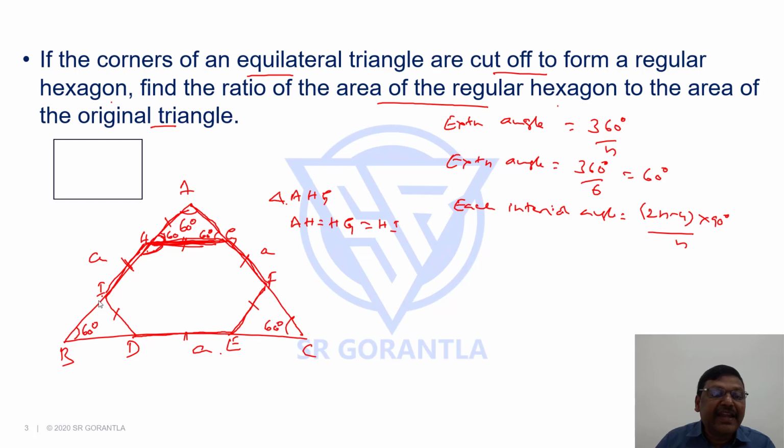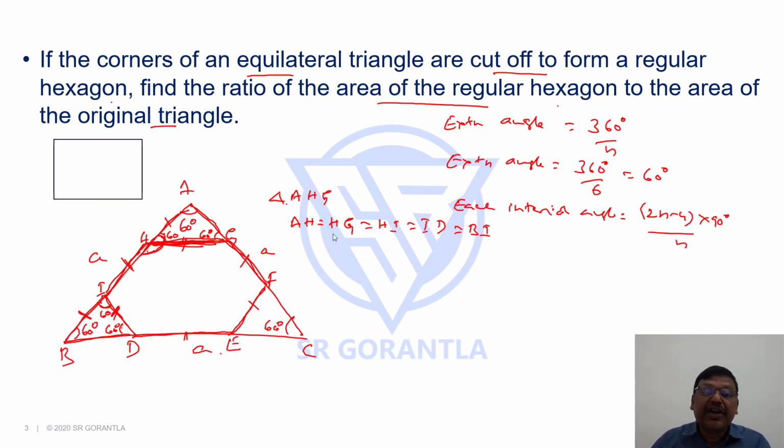But you know, again, HI is equal to ID because they are sides of the hexagon. But if you look at this particular triangle BID, again this is an equilateral triangle. Why? Again the external angle is 60 degrees here, 60 degrees here. It is equal, which means your ID is going to be BI.